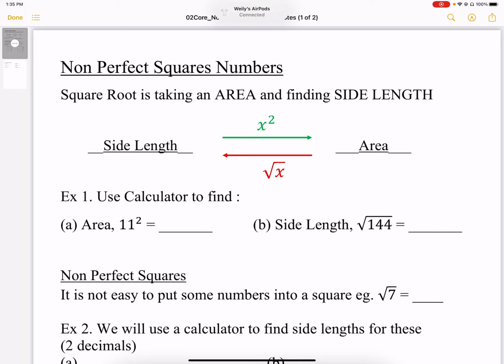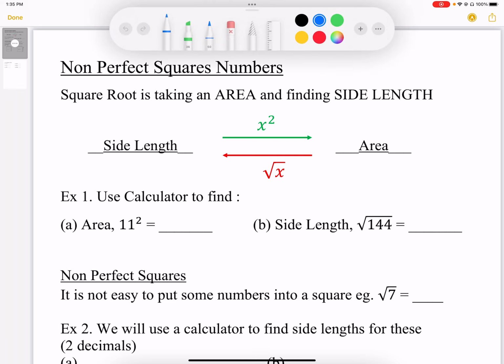Perfect square numbers. We're going to first start off by looking at square root and squaring again, and making sure we understand what square rooting is and squaring. So if we take a look at square rooting, we are starting with our area, and then we are square rooting, and we are finding side length.